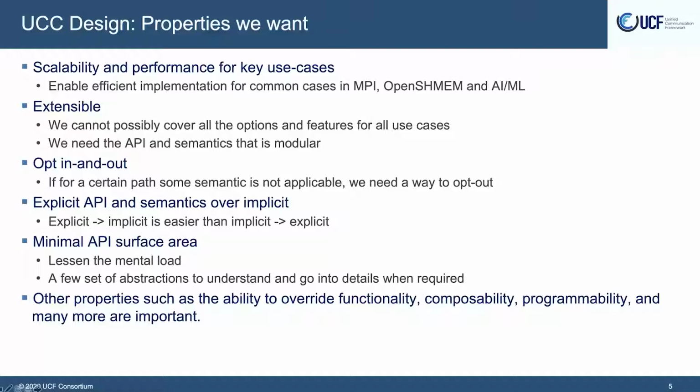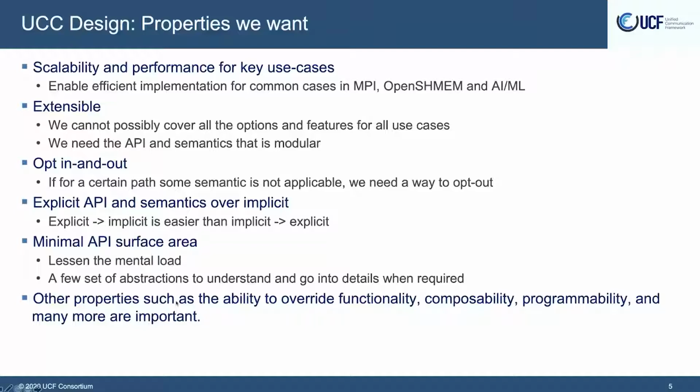Another important property, in my opinion, for such a stack is to have explicit API and semantics over implicit. Whenever you have a choice, you should choose explicit features and explicitly lay out the functions. It's easier to move from an explicit to an implicit model than the other way around. And you will see that throughout our API and design. This is very evident in many parts, particularly if you look at our ordering model, synchronization model, and even the resource allocation model, and also the threading model. Threading model is something that many stacks would have already adopted.